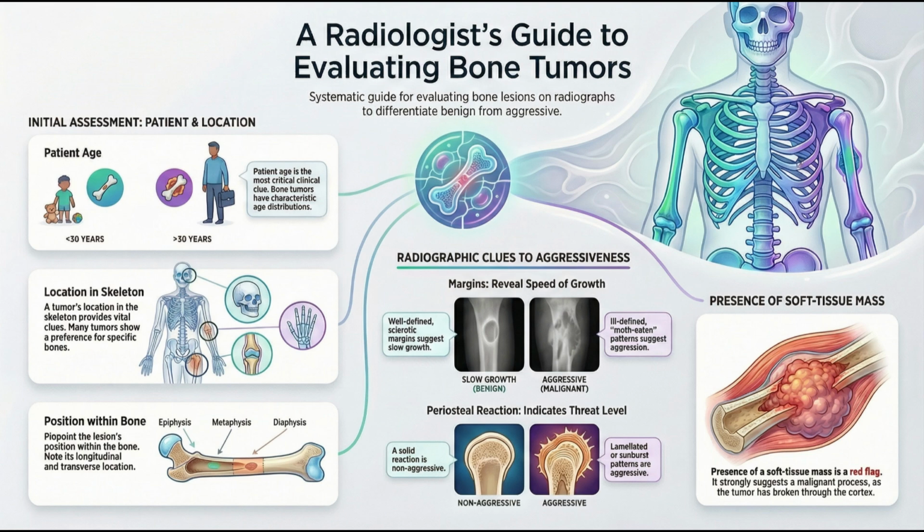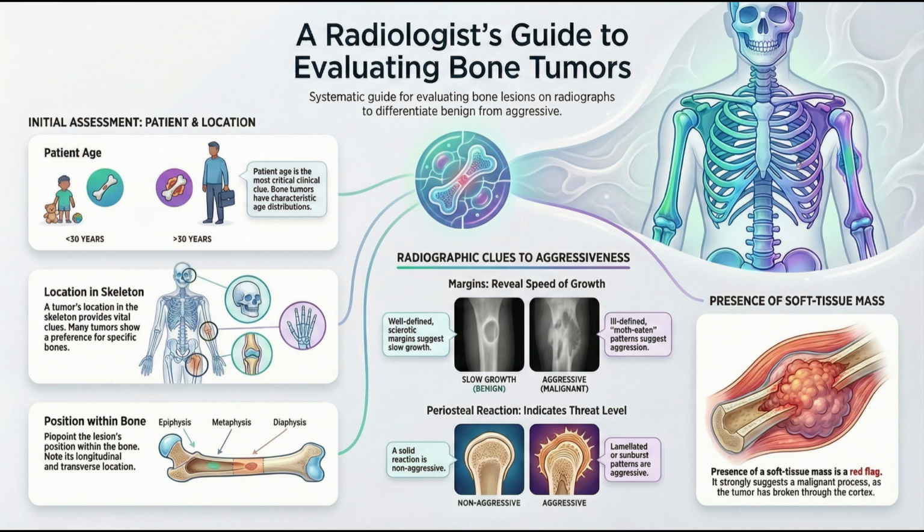Right. Now, if it's destroying bone, that just seems inherently aggressive. Is that always true? Well, that's the critical distinction. A purely lytic lesion is certainly alarming, but its aggressiveness depends entirely on how it's destroying the bone. We'll get to that when we talk about margins. All right. But yes, lytic lesions are the ones we scrutinize the most.